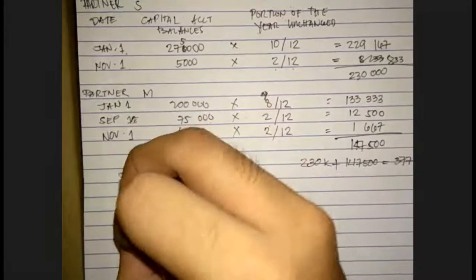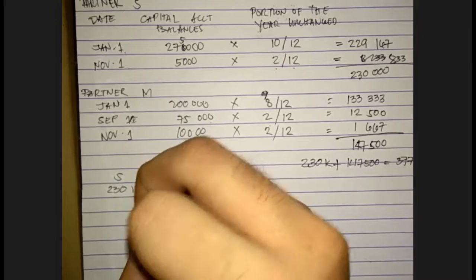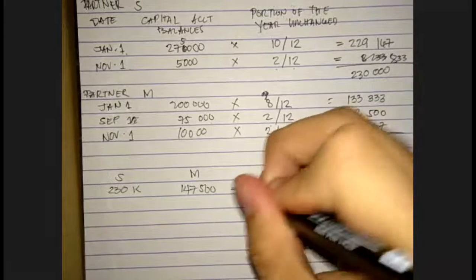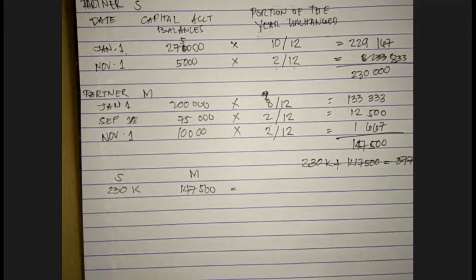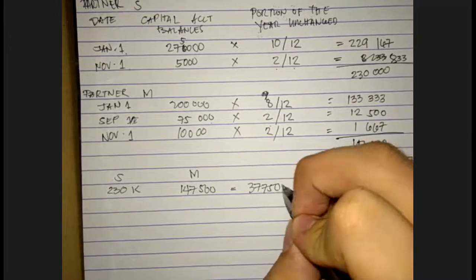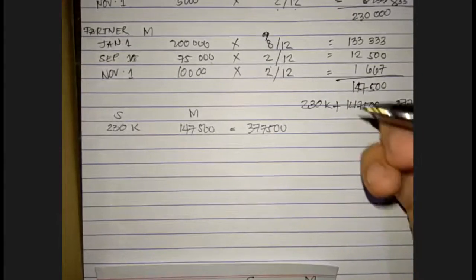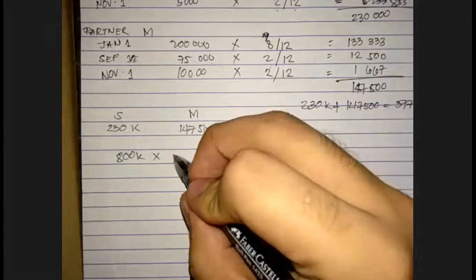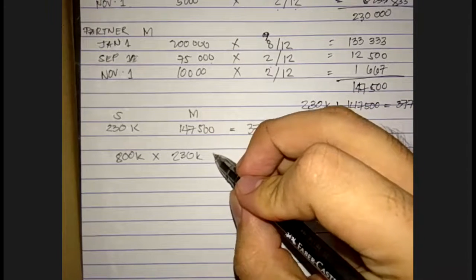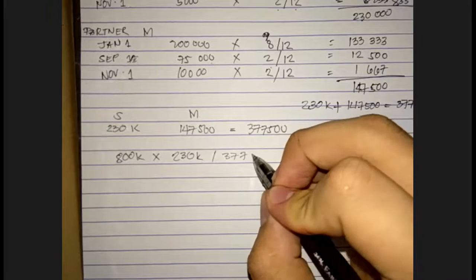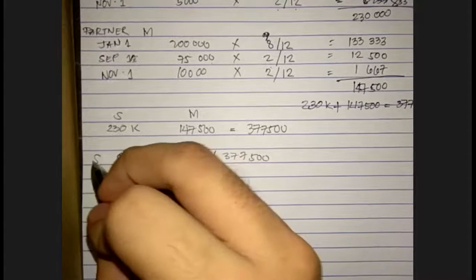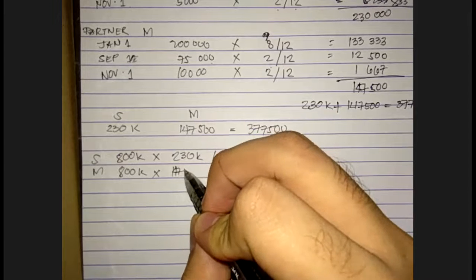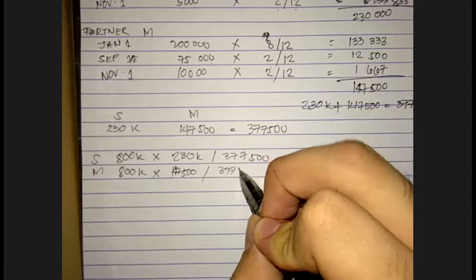Ayan. Si partner S, meron tayong 230,000 and kay partner M is 147,500. 230,000 plus 147,500 is equal to 377,500. To compute yung paghahati ng profit within the partners, si 800,000 na profit natin, multiply natin ng 230,000 na na-compute natin kay S and divide natin sa 377,500. And ganun na rin kay M, 800,000 multiply ng 147,500 divide ng 377,500.